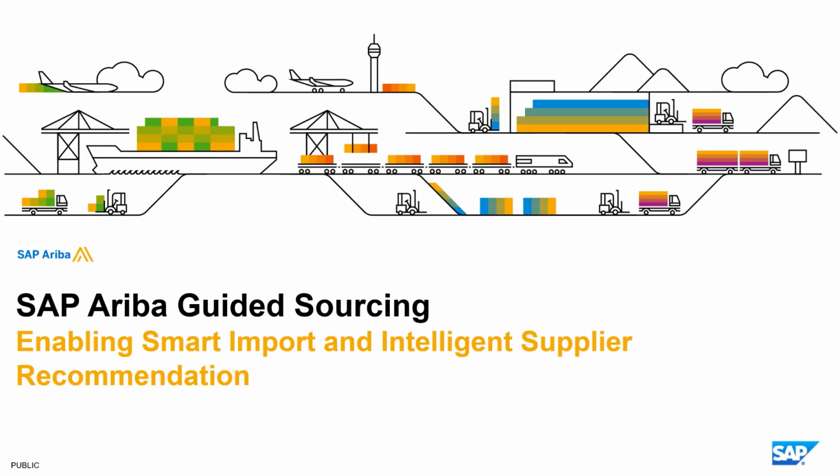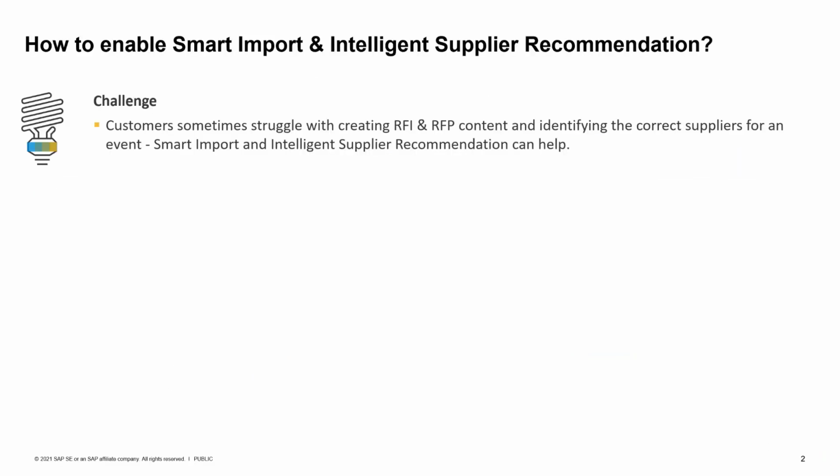In this video, we will show how to enable the Smart Import and Intelligent Supplier Recommendation features, two artificial intelligence features designed to enrich your guided sourcing experience. Customers sometimes struggle with creating content and finding the right suppliers for their RFI and RFP events. Guided sourcing has two features that can help, the Smart Import and Intelligent Supplier Recommendations features. However, both features require some quick enablement to train the AI models. Let's take a look at what's required.